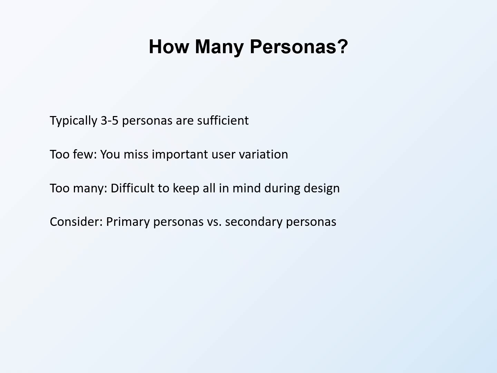Consider distinguishing between primary and secondary personas. Primary personas are the main focus of your design. If something works for them, you're succeeding. Secondary personas have needs that should be accommodated when possible, but aren't the primary design target. This prioritization helps when you have to make trade-offs.